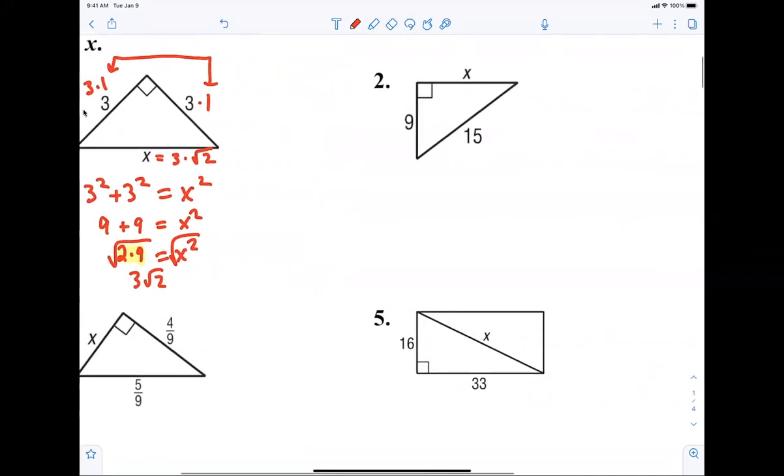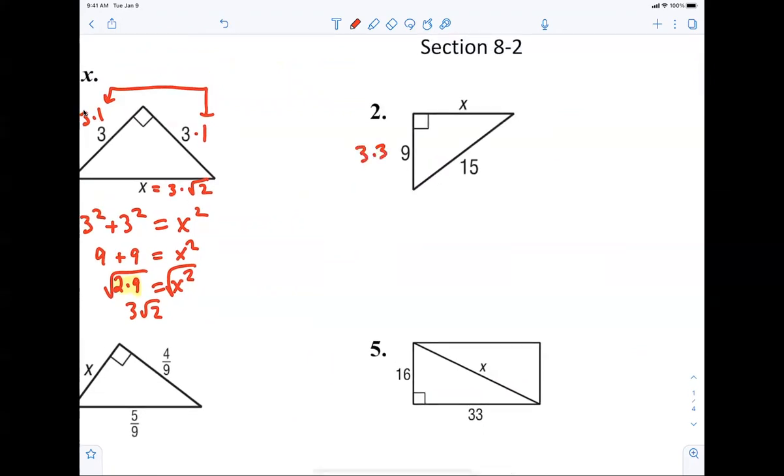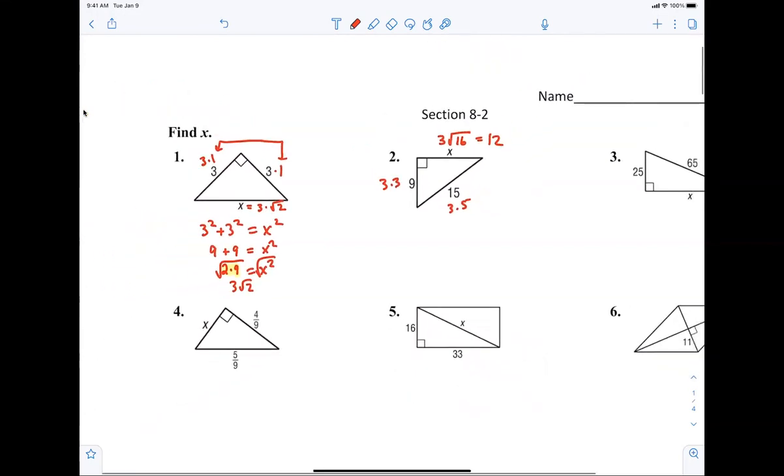What common factor is in 9 and 15? 3. So this is 3 times 3. This is 3 times 5. So this has to be 3 times the square root, right? And what's 5 squared? 25. What's 3 squared? 25 minus 9? 16. You're right. It is 16. And then the square root of 16 is what? 4. So then 3 times 4 is what? 12. Okay.